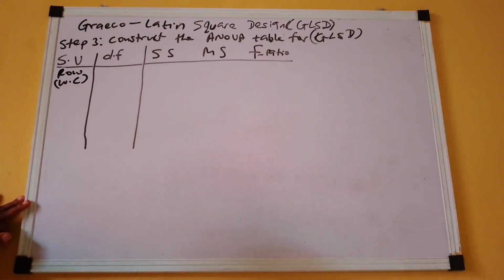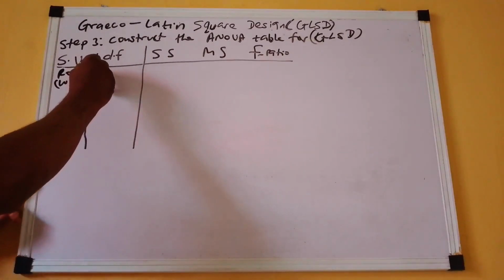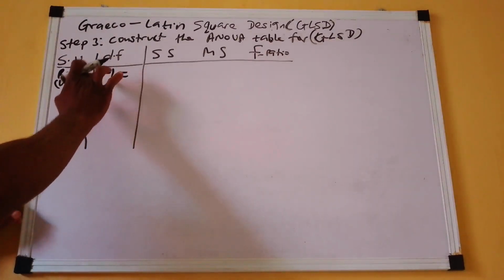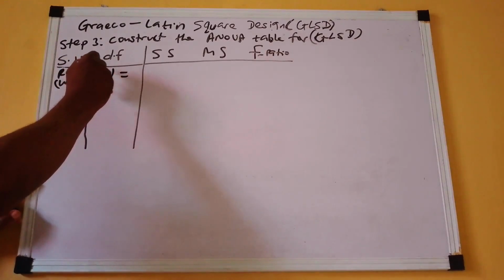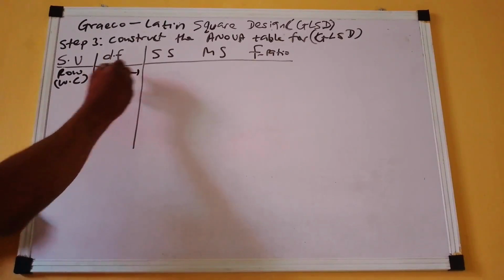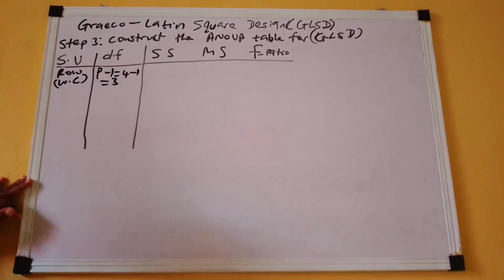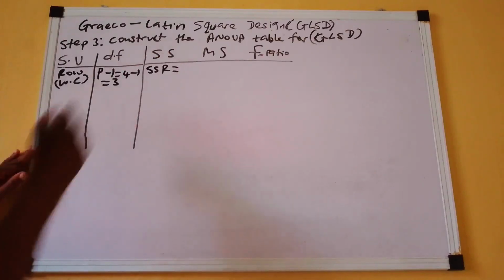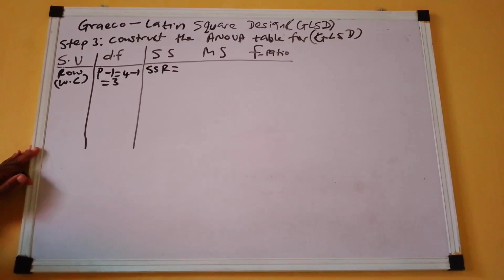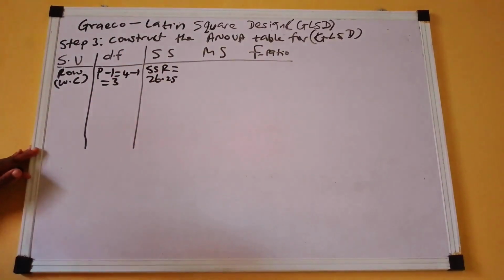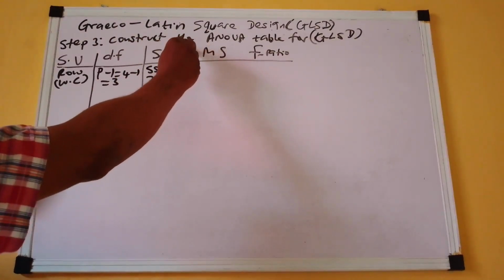So the degrees of freedom for row is P minus 1. Sorry, our P is 4. So P minus 1 is equal to 4 minus 1, which is equal to 3. So our SS row that was calculated is equal to 26.25. Then we keep it at this.